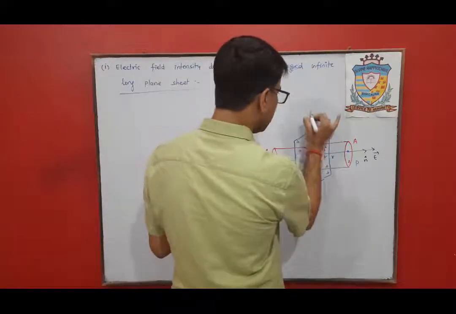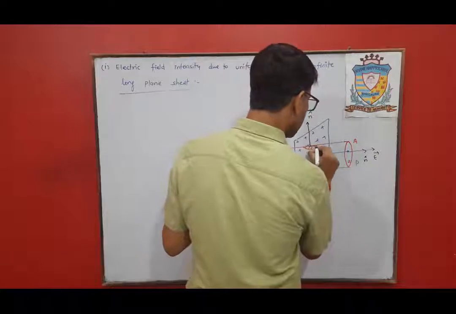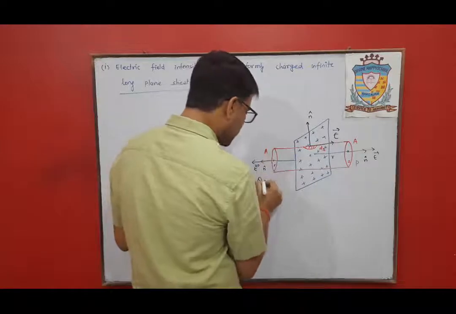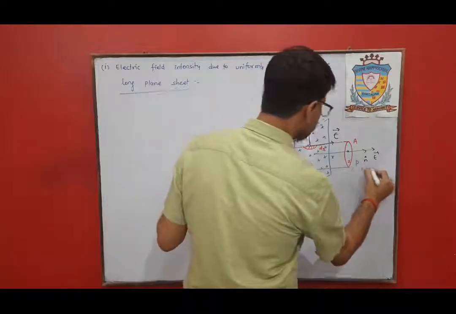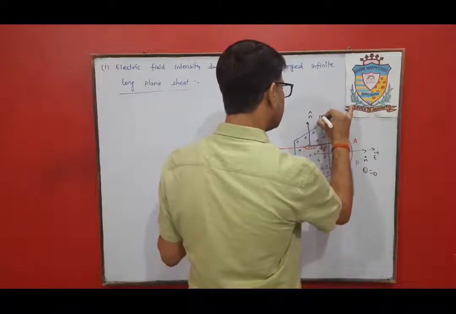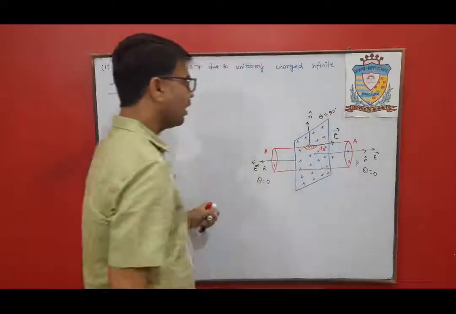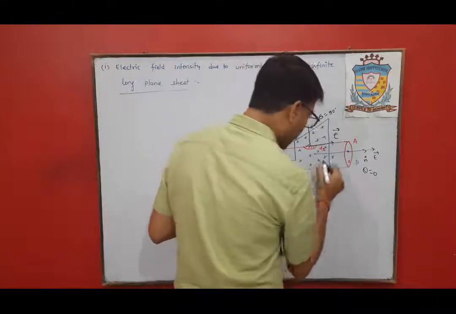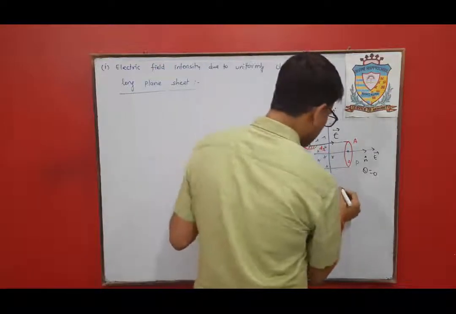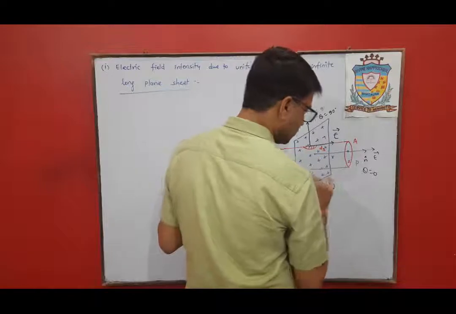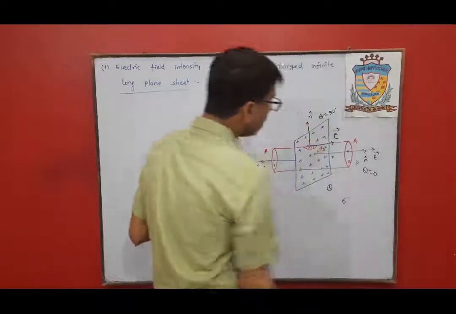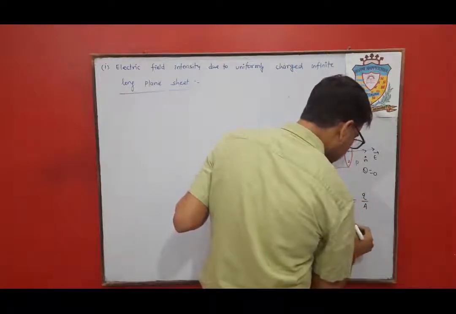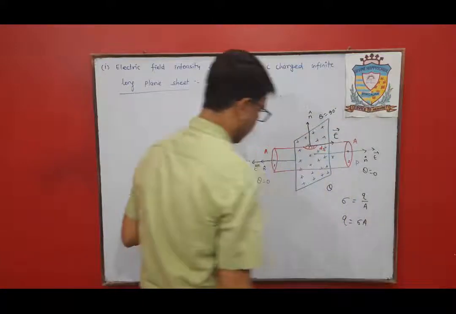Here in this case, this will be the direction of area vector and this will be the direction of electric field intensity. So in this case, the angle will be 0. Here also the angle will be 0. But in this case, the angle between these two will be 90 degrees. If the total charge enclosed is Q, we take the surface charge density sigma equals Q upon A, or total charge is sigma into A.